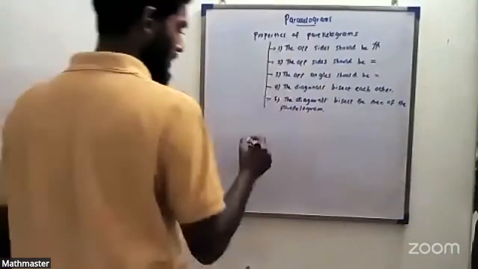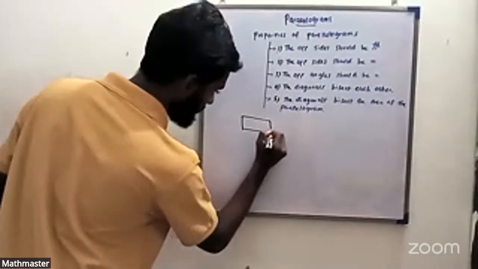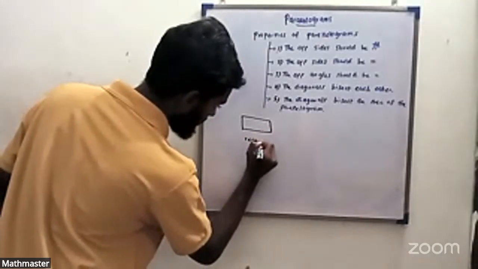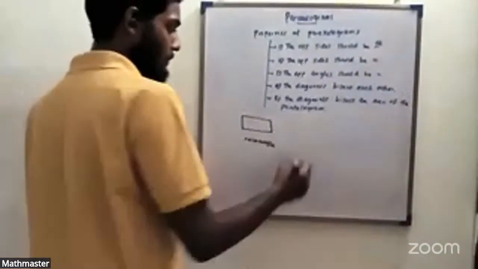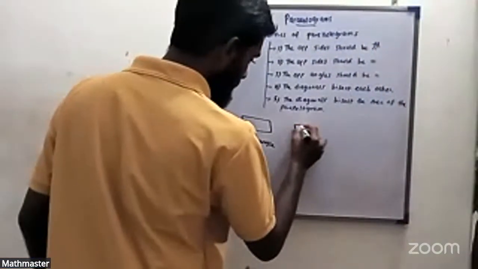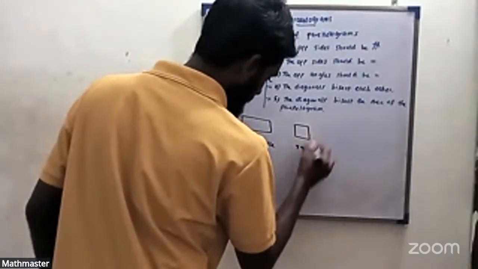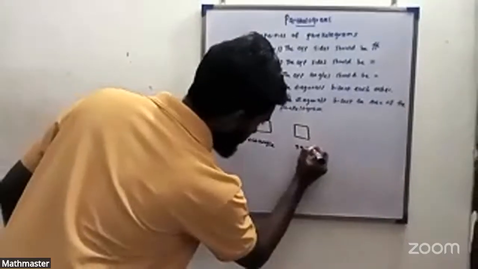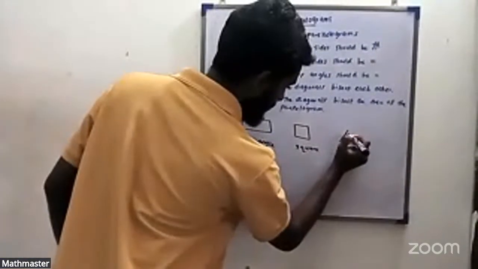What are those? First one is rectangle. We study about rectangle. Then the second parallelogram we have studied in grade 10 is square. The third parallelogram we have studied is what? Rhombus.